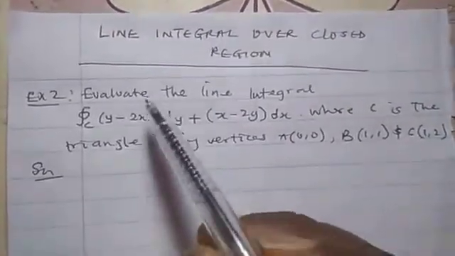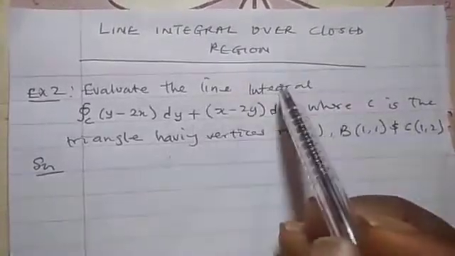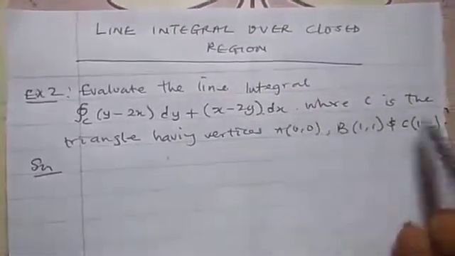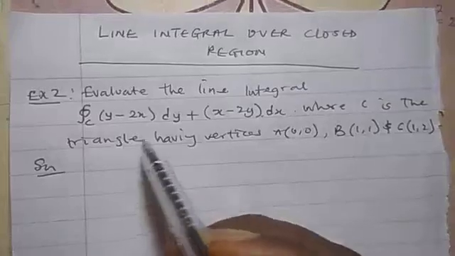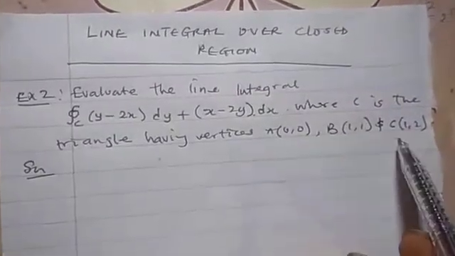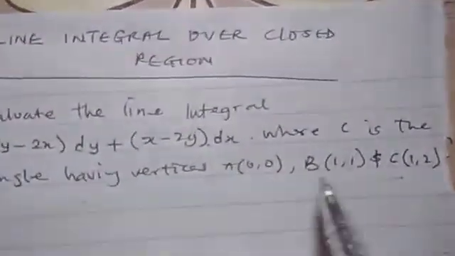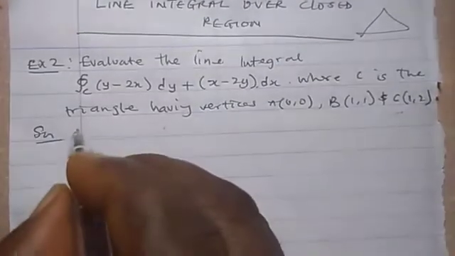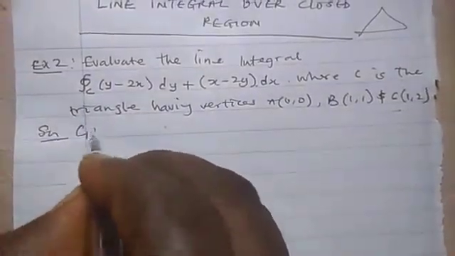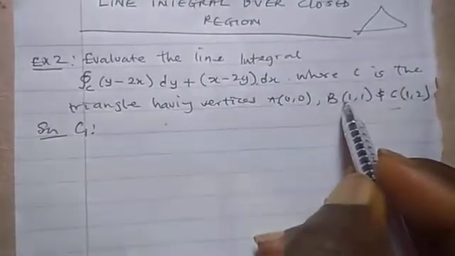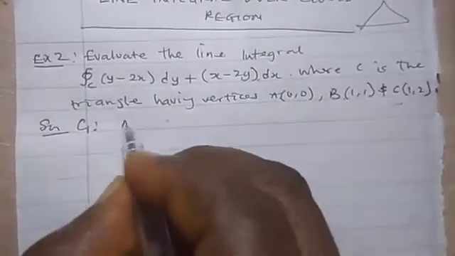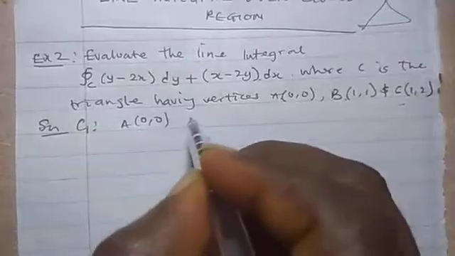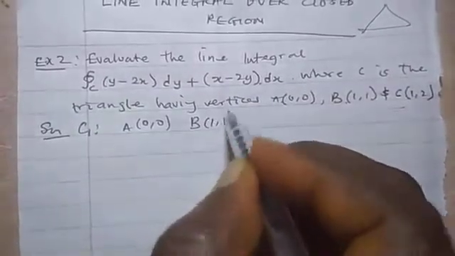This is another example. We want to evaluate this line integral where C is the triangle having these points as vertices. You can see a triangle is a closed region. Now, we start from C1. We move from A to B, where A is 0, 0, and B is 1, 1.